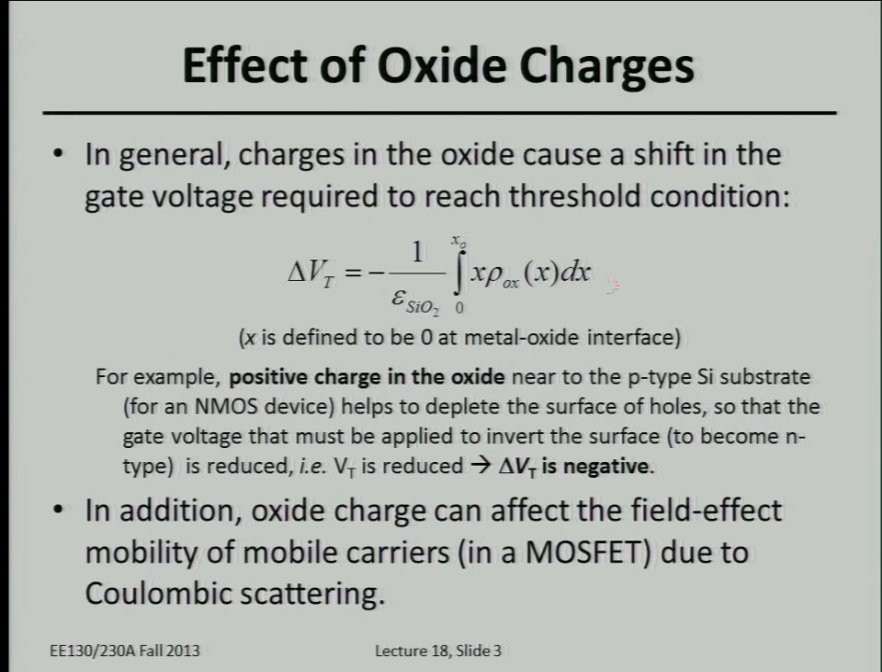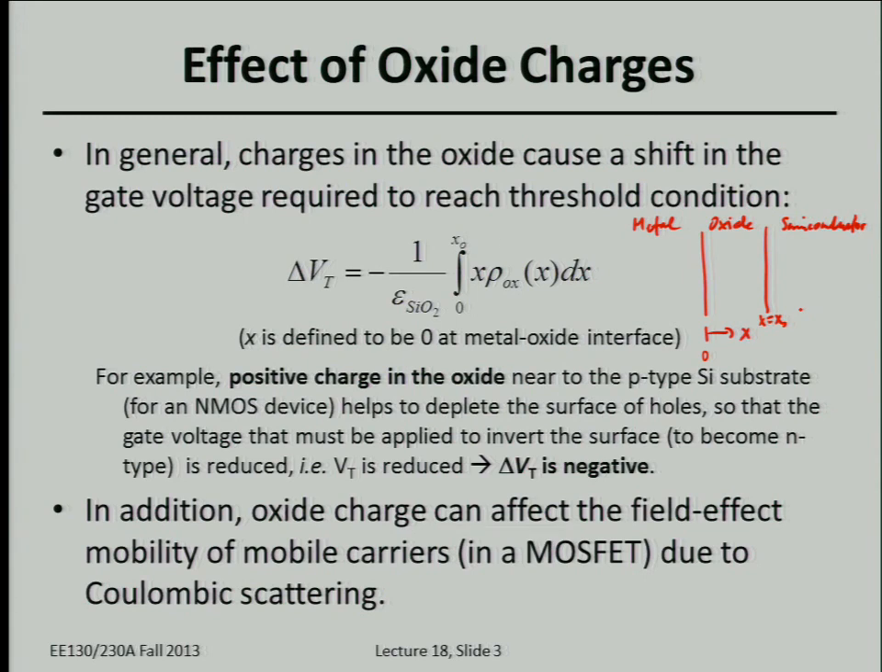So this coordinate system looks like this. Here you have metal, and you have oxide, and you have semiconductor. And we're talking about X equals 0 at the top surface of the oxide. And so X equals X naught, the thickness of the oxide, at the oxide semiconductor surface. Okay? So hopefully this is not too confusing.